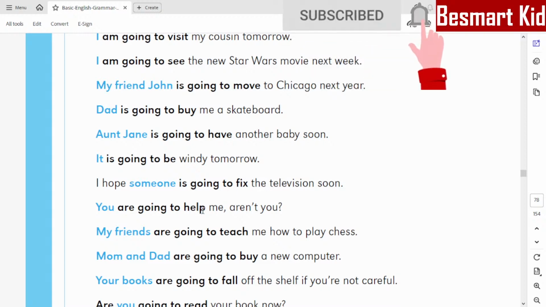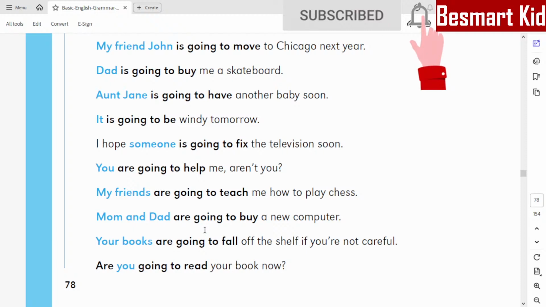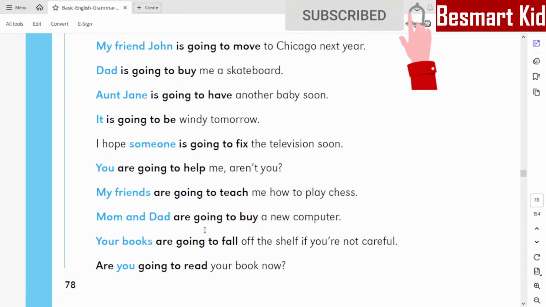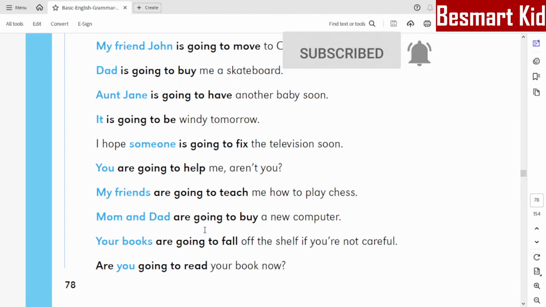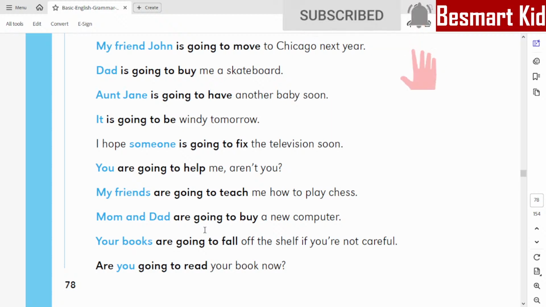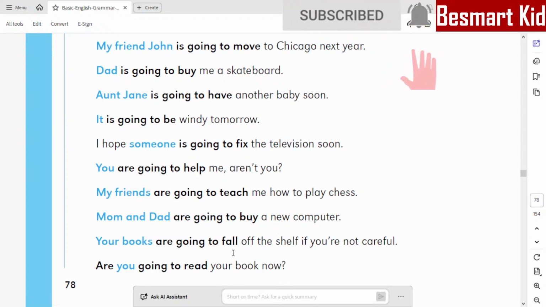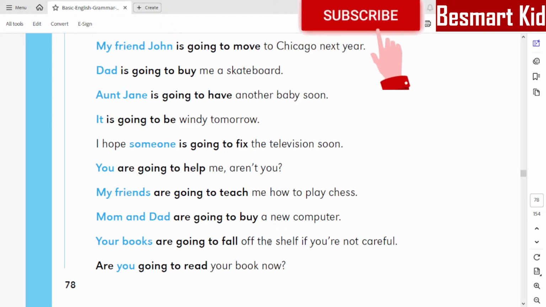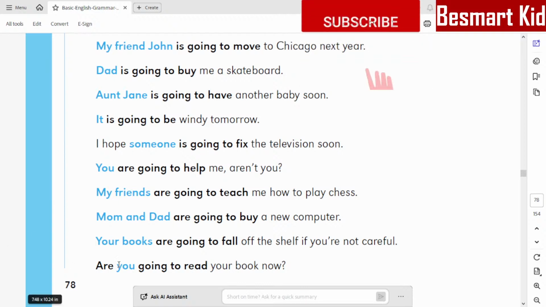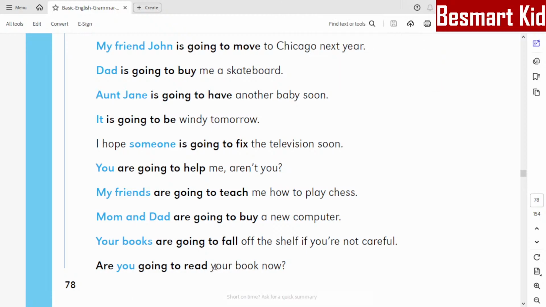You are going to help me, aren't you? My friends are going to teach me how to play chess. Mom and Dad are going to buy a new computer. Your books are going to fall off the shelf if you are not careful. Are you going to read our book now?